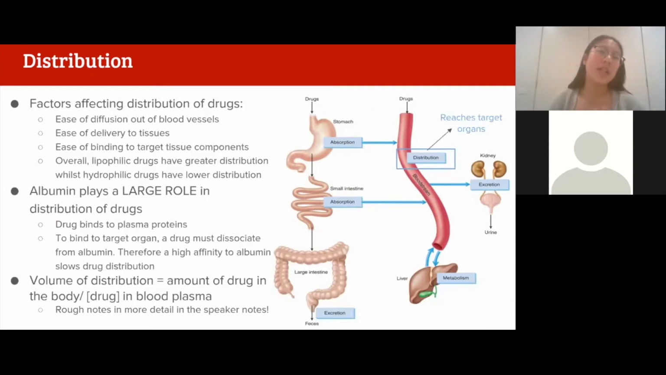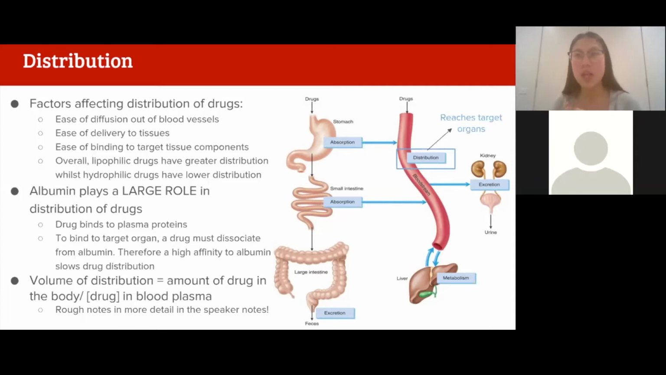But yeah, the factors affecting drug distribution include the ease of diffusion out of the blood vessels. If it diffuses easily out of the blood vessels, it's going to make it easier for it to reach its target organs. If it delivers easily to the tissues, again, increasing the distribution. If it binds easily to target tissue components, also increases that drug distribution. And overall, I just wanted to make a quick note, lipophilic drugs, so fat-loving drugs, have a greater distribution than hydrophilic drugs. Hopefully you're able to logic that out.